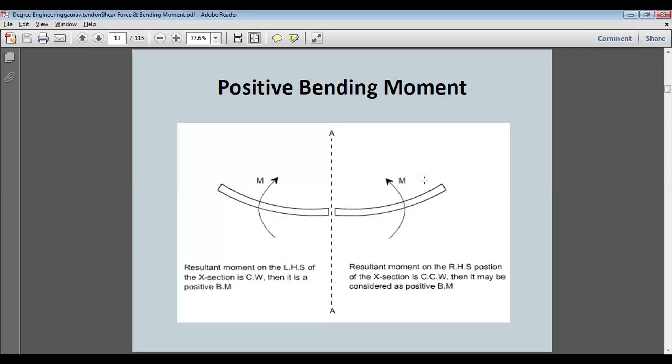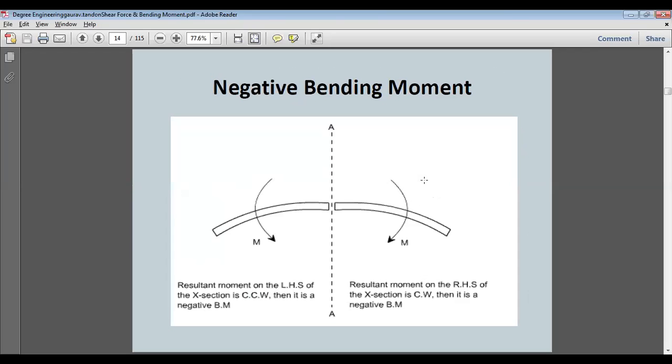You can see it like this. If the resultant moment of the left hand side of the section is clockwise, then it is positive bending moment, and if the resultant moment on the right hand side is counterclockwise, then it will also be considered positive bending moment. Either we can take the left section or the right section, and if this is the condition, we will take positive bending moment. And again, considering the left or right section of the beam, if it goes like this, it is known as negative bending moment.